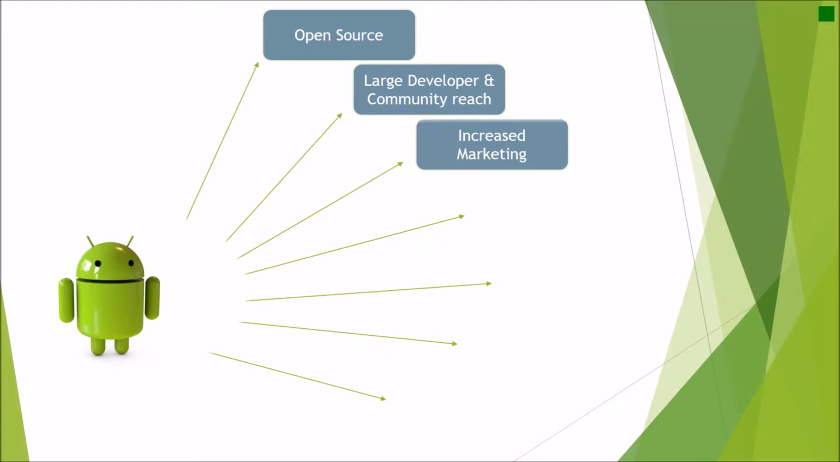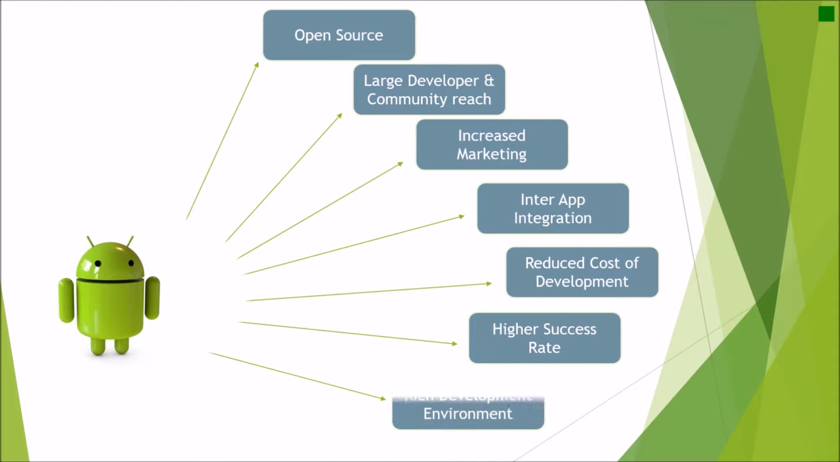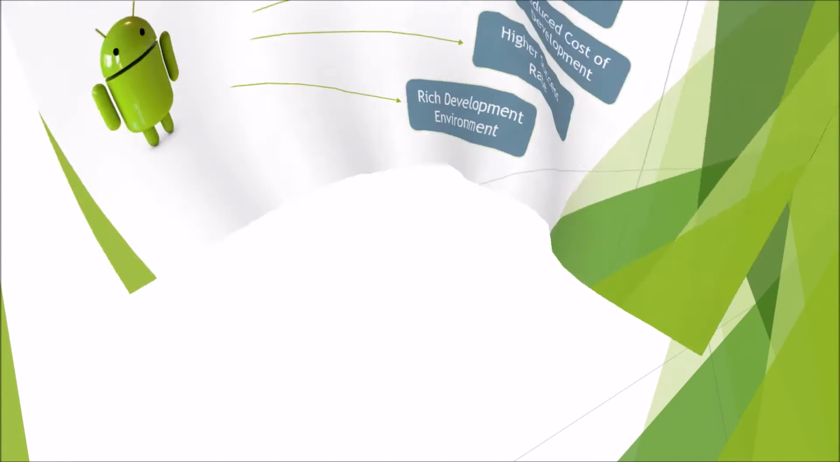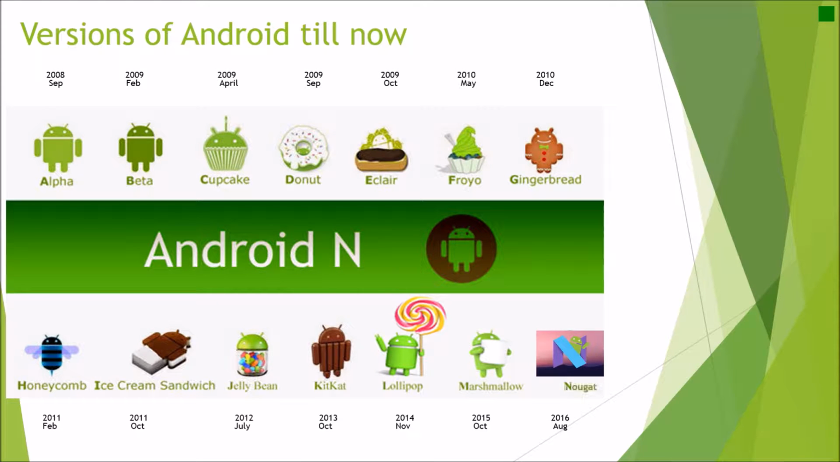So Android is the most used operating system in smartphones and tablets today. So why is it used so widely? There are several reasons for it: it is open source, it has a large developer community reach, increased marketing, inter-app integration, reduced cost of development, higher success rate, and rich development environment. So let's see the versions of Android till now.